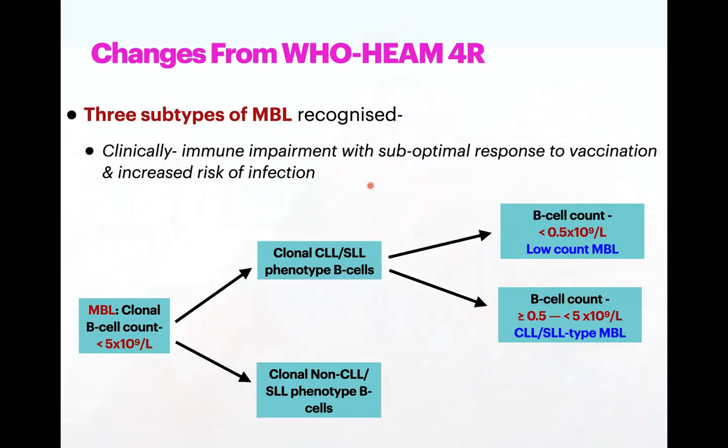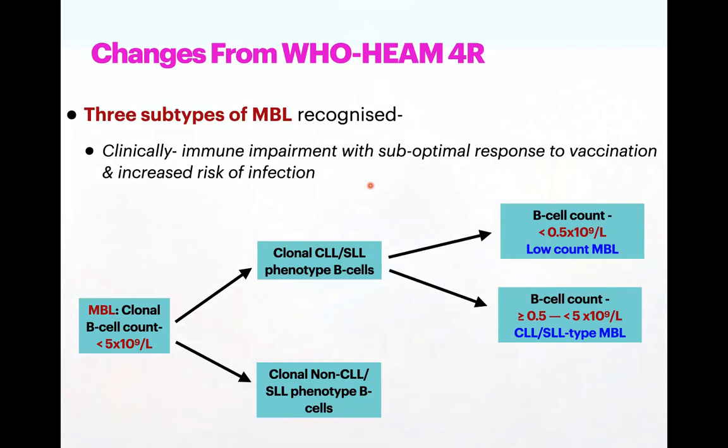So what was the need of classifying these 2 entities separately? Because they behave differently in the clinical context. This low count MBL rarely progresses to CLL, while this high count, previously called high count CLL, SLL, and now just given as CLL, SLL type MBL, in most cases progresses to CLL. So that's why they have separated them as 2.